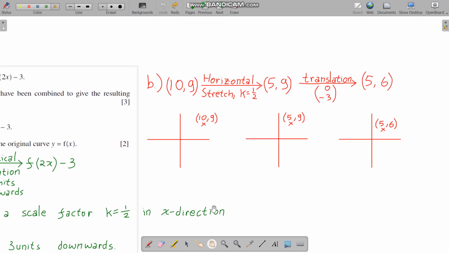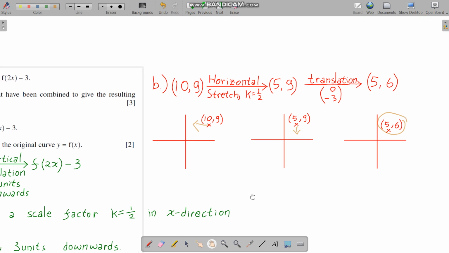Now before that is the horizontal stretch, and a horizontal stretch affects the x value. The x value is 5 here, but this is after we squeeze it. So before squeezing it's actually 10. So the original point is 10, 9. From 10, after the horizontal stretch factor 1 over 2, we get 5, 9. After we translate this 3 units down, we get 5, 6. So it checks.